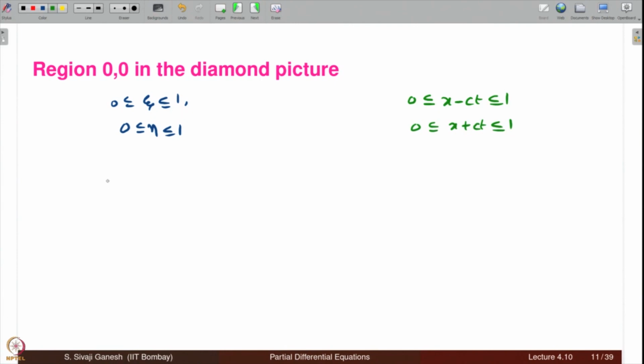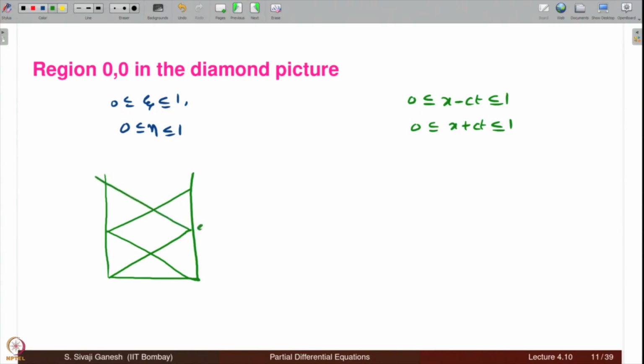Now, let us draw the picture here. This is the diamond picture we are talking about. And so on. Okay. So, this is xi equal to 0, this is xi equal to minus 1, these are the lines, and this line is eta equal to 1, this line is eta equal to 2, and let us draw exactly the same picture. We are going to write x and t.